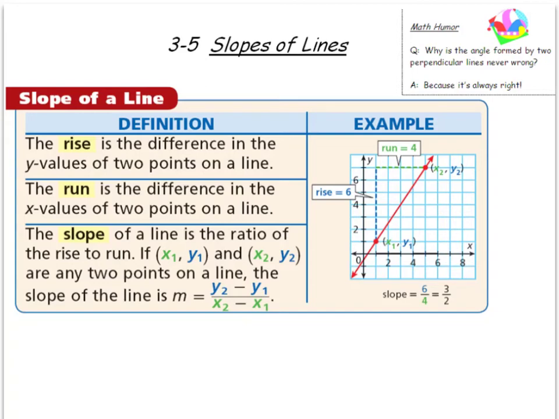Alright guys, we're going to start off with chapter 3a, and we're going to start actually in the middle of the chapter with 3-5, and we're going to talk about slopes of lines.